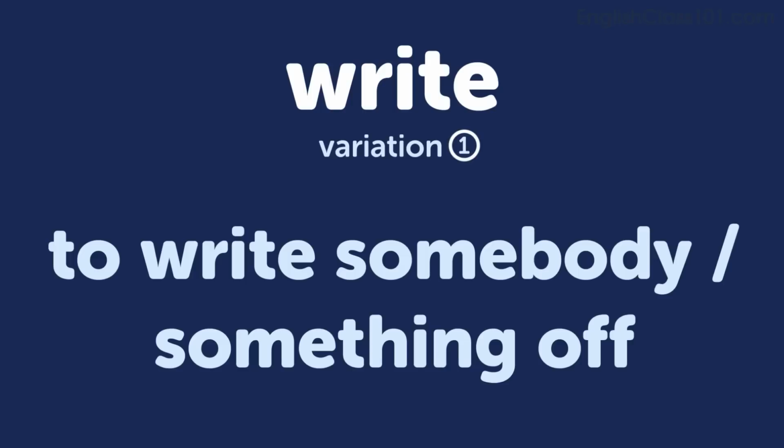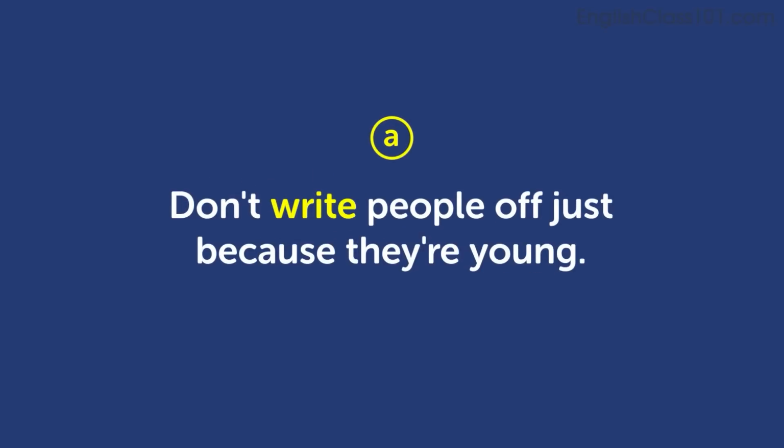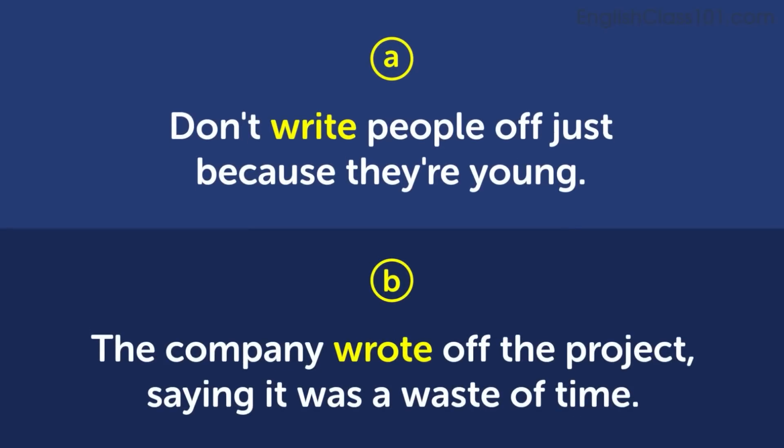Let's move along to some variations with this verb then. The first variation is to write somebody or something off. This means to decide that someone or something is not going to be useful. Some examples. Don't write people off just because they're young. The company wrote off the project, saying it was a waste of time.